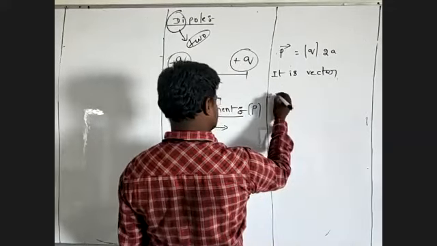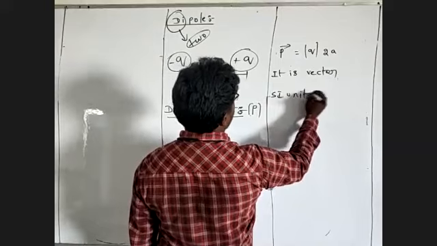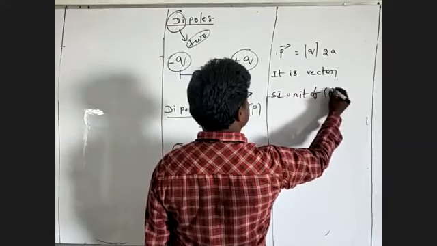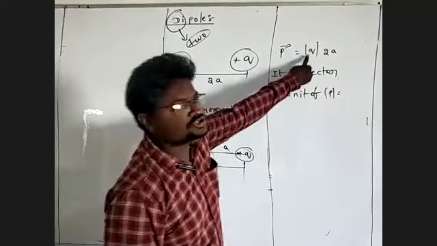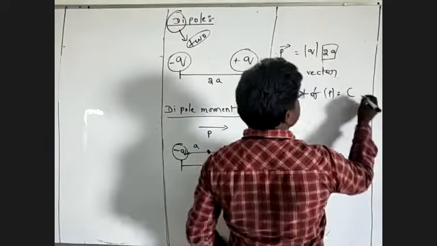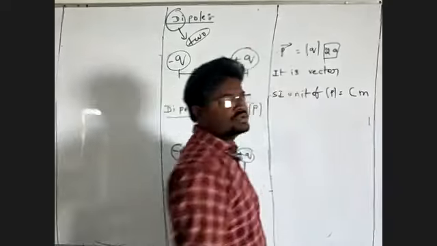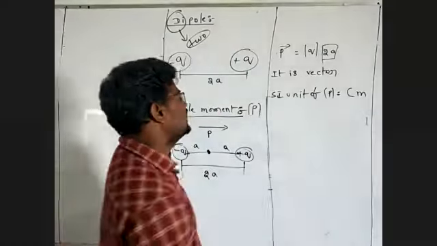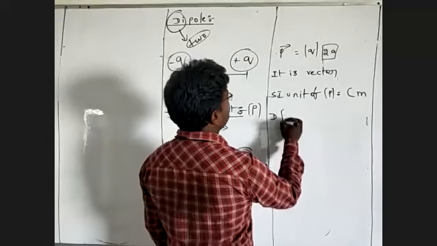It is a vector. The SI unit of dipole moment: the SI unit of Q is coulomb, and 2a, the distance between the two charges, is in meters. So the unit is coulomb meter. Next, the dimensional formula of P.